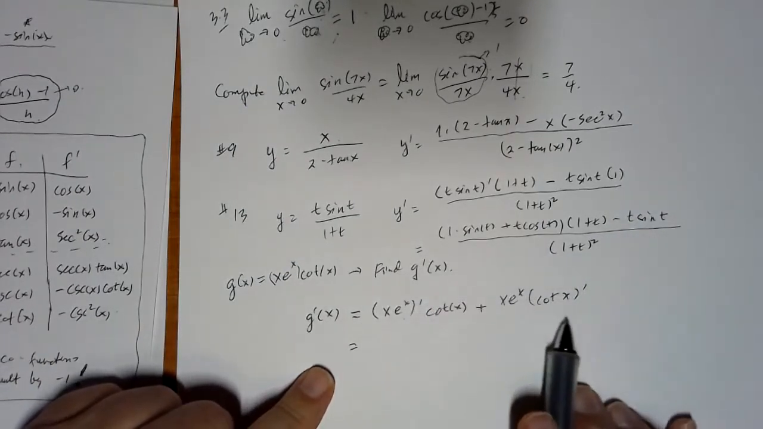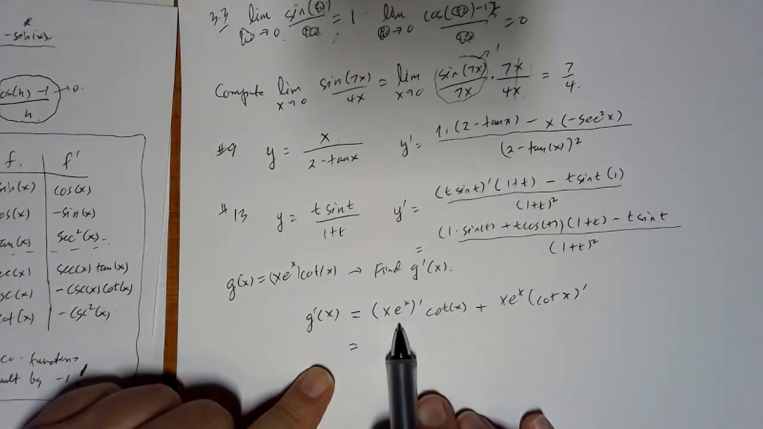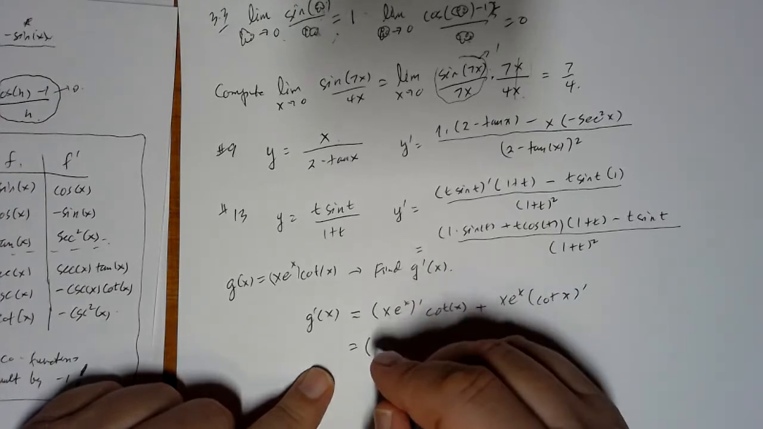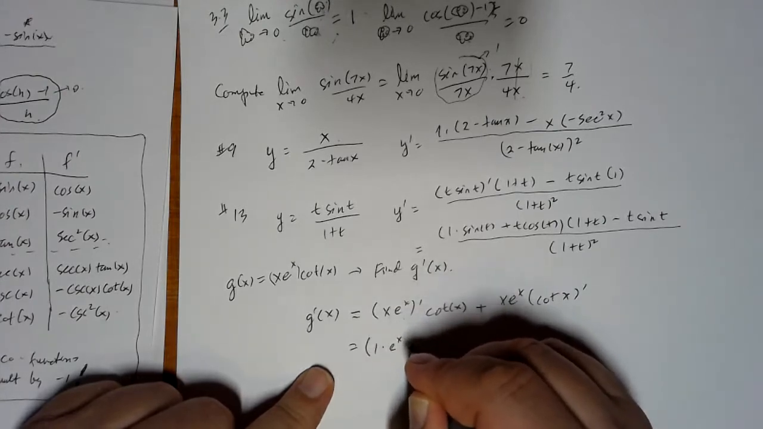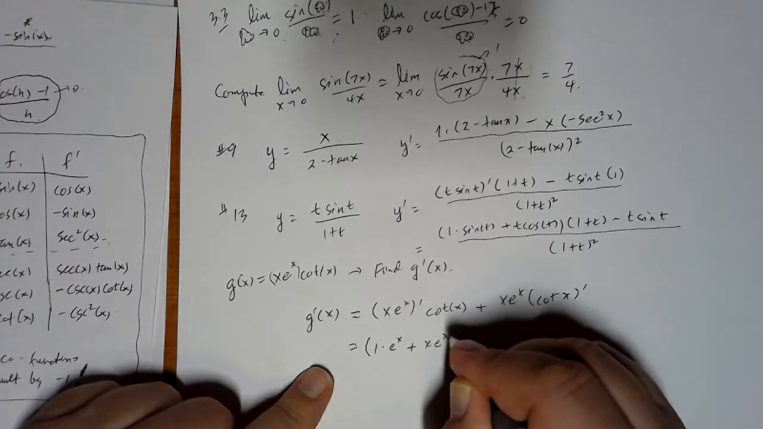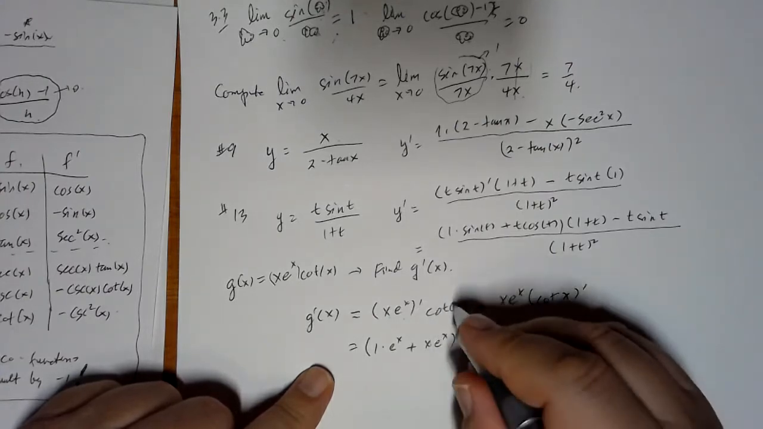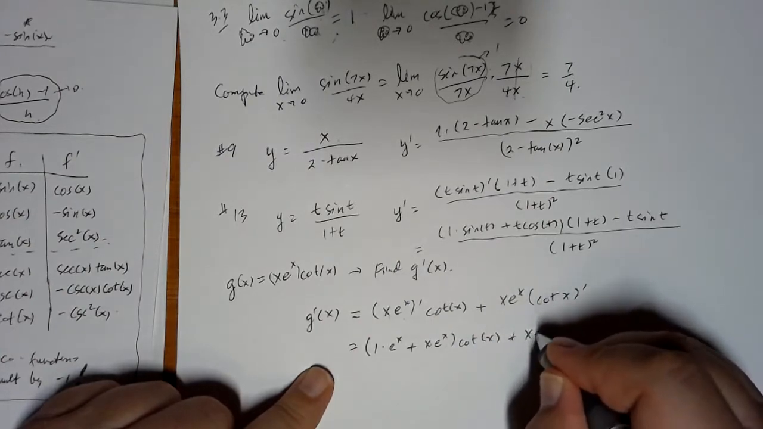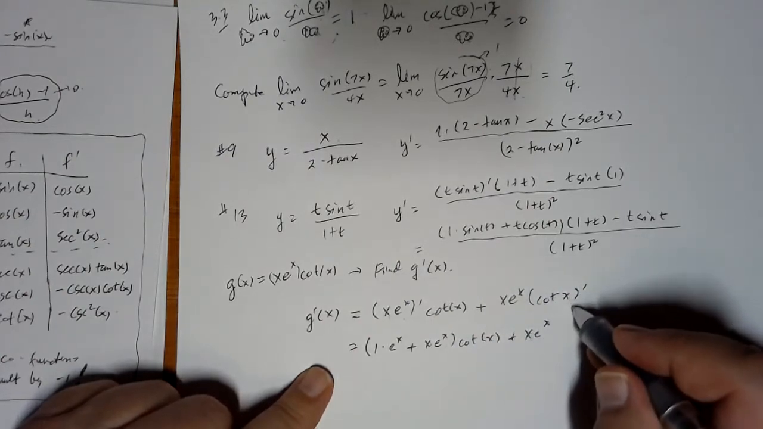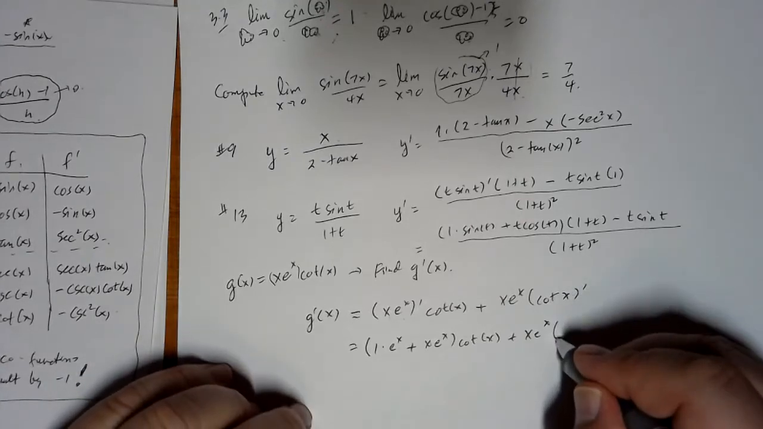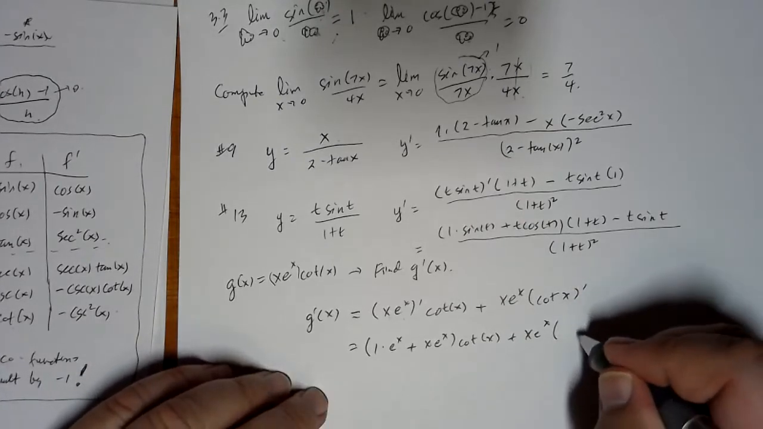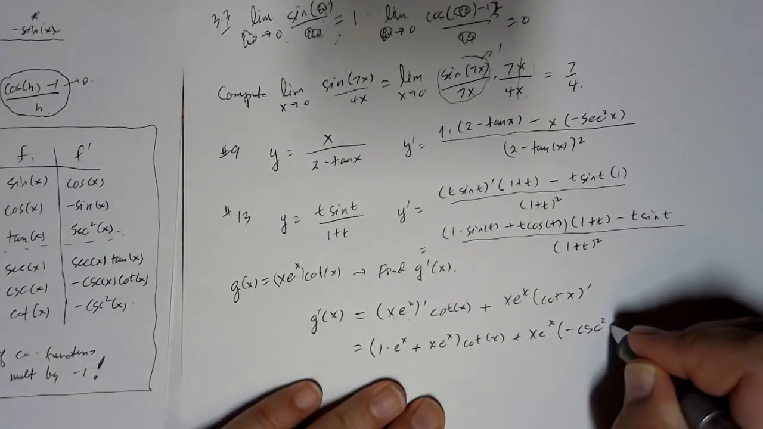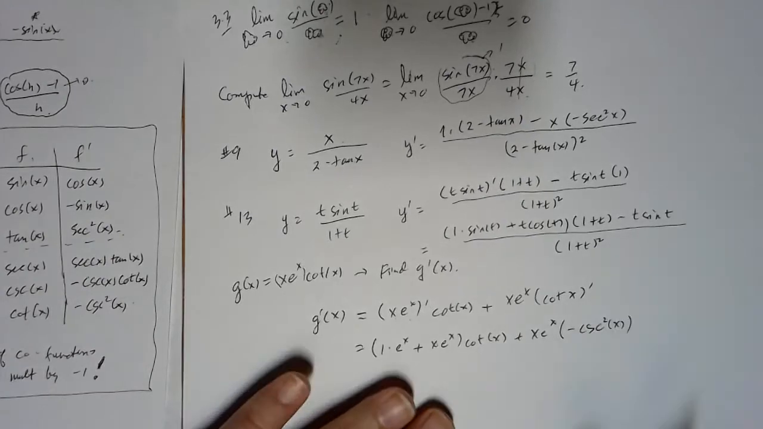Now we can simplify everything. The derivative of x times e to the x we get by using the product rule: the derivative of the first times the second plus the first times the derivative of the second. That's all times cotangent of x. And now we have plus x e to the x times our derivative of cotangent, which is, did you have to look? Minus cosecant squared x. Good.